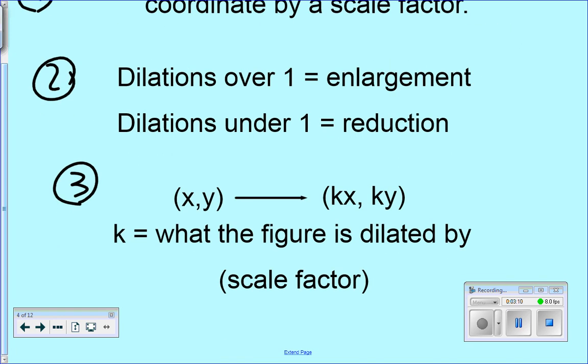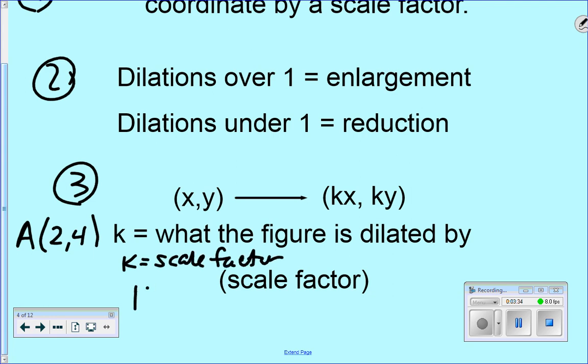Now, how does this work? What they're going to do is they're going to give you a coordinate. Okay, and I'll show you a few different ways they're going to do this. So let's pretend this is my coordinate. I'll actually make one up. Say my coordinate for A is 2, 4. Okay? And they're going to tell me what the scale factor is. K is always considered the scale factor. So in this case, let's say K is 2.